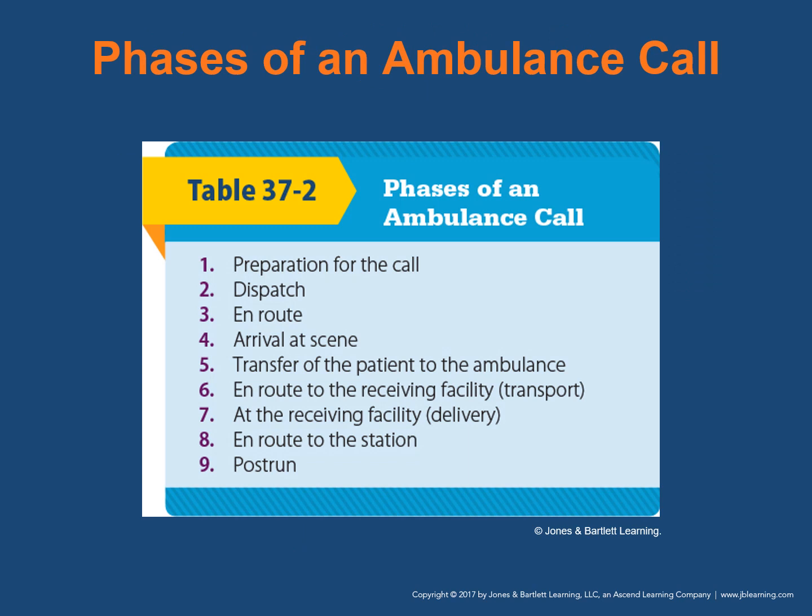Now let's discuss the phases of an ambulance call. An ambulance call has 9 phases. First is the preparation, dispatch, en route, arrival at scene, transfer of the patient to the ambulance, en route to receiving facility, which is transport, at the receiving facility, which is delivery, en route to station, and post-run.